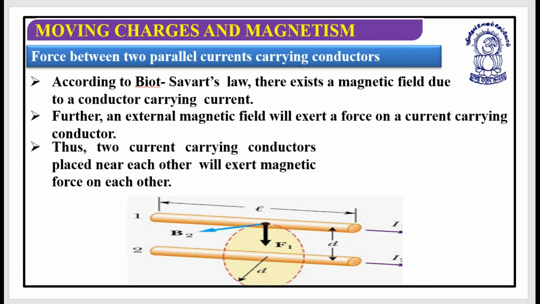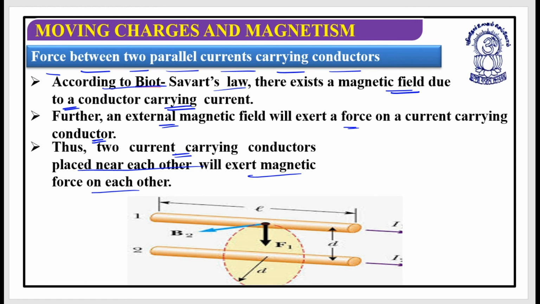It says find out the force between two parallel current carrying conductors. So if I have kept two wires which are parallel to each other, I need to find out the force between these two wires. According to Biot-Savart's law, there exists a magnetic field due to a conductor which carries a current, and further an external magnetic field will exert a force on a current carrying conductor. Thus, two current carrying conductors placed near each other will exert magnetic force on each other.